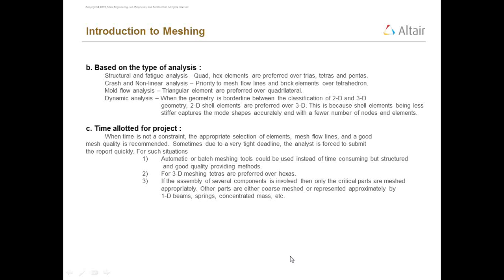For 3D meshing, tetras are preferred over hexas because we can do meshing much faster using tetra elements. If the assembly of several components is involved, then only the critical parts are meshed appropriately. Other parts are either coarse meshed or represented approximately by 1D beam, spring, concentrated mass, etc.